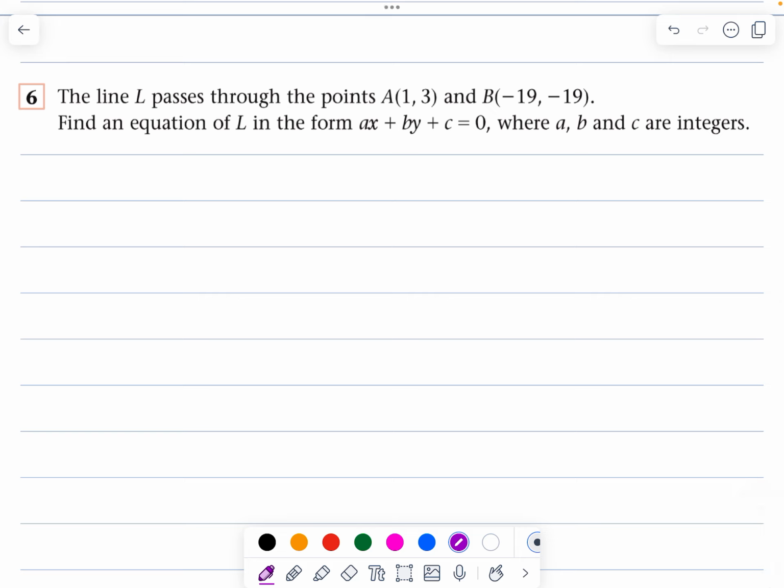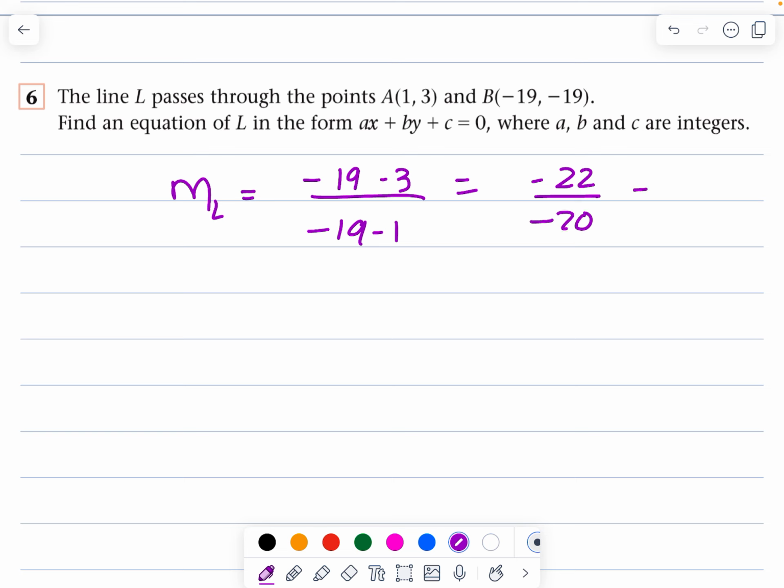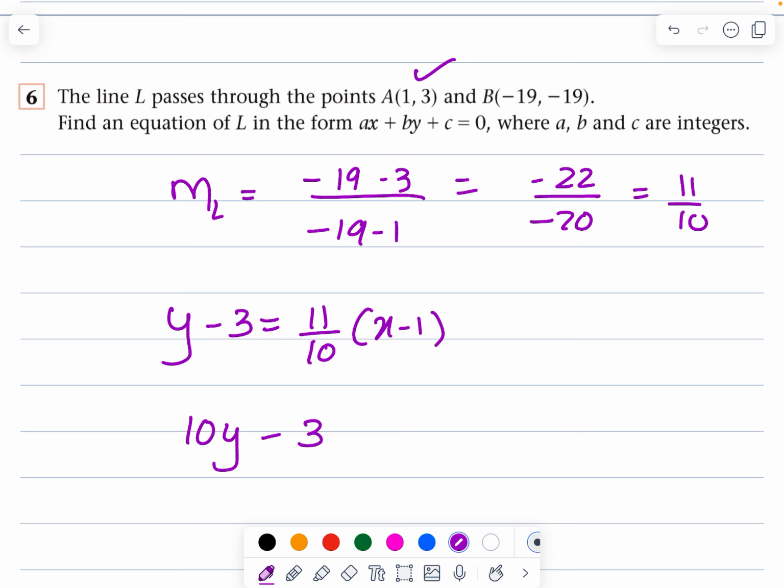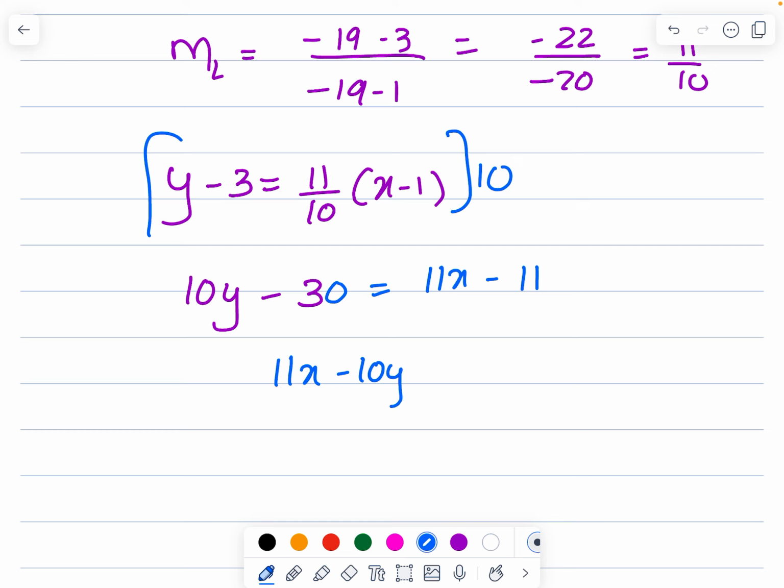Question number 6. The line L passes through the points given. Find the equation of the line L. First of all, I'll find the gradient of L. y2 minus y1 upon x2 minus x1, minus 22 upon negative 20. So it is 11 upon 10. Then I use point A, y minus y1 equals m times x minus x1. Then multiply by 10 on both sides, equals 11x minus 11. So bring all the terms to one side. 11x minus 10y minus 11 plus 30 equals 0. 11x minus 10y plus 19 equals 0.